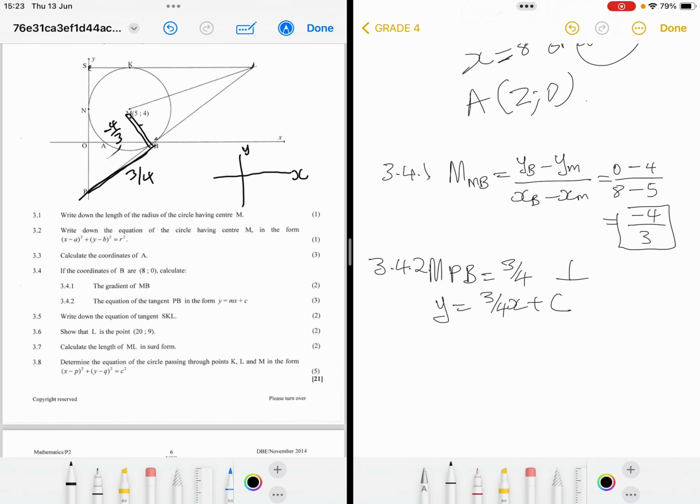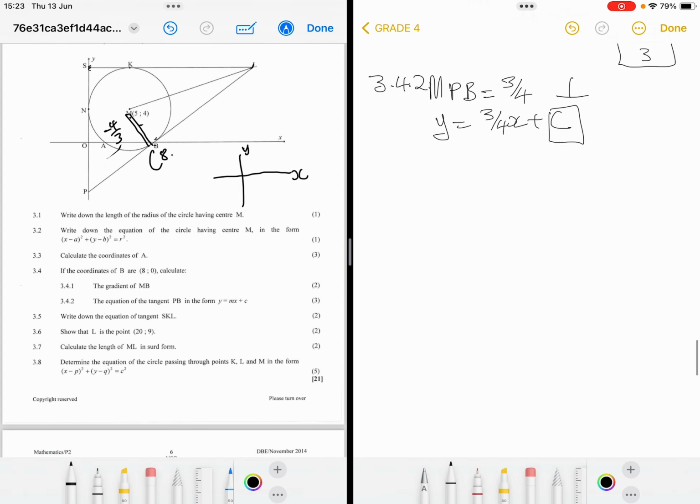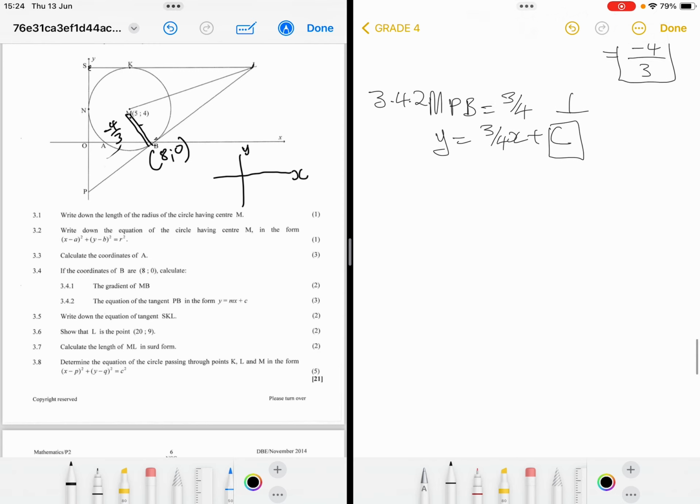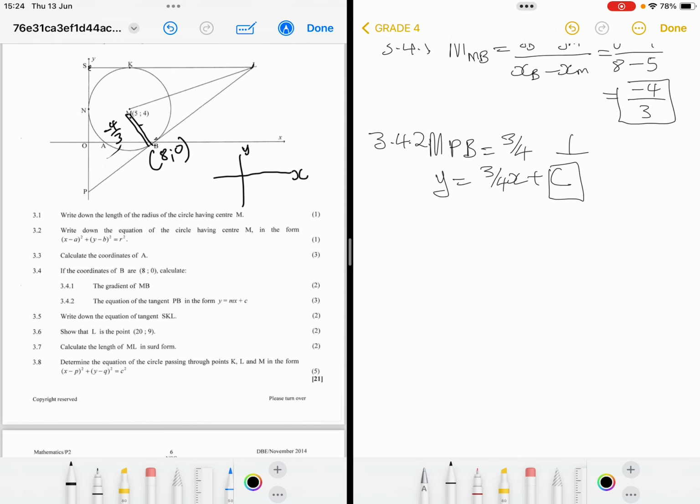So now we want to get the value of c. We can substitute any coordinates on that line, on the line PB. If you can still remember, we have the equation and the coordinates of B, which is 8 and 0. So we can substitute there. The y at B is 0, then it's equal to 3 over 4 into x at B, which is 8.